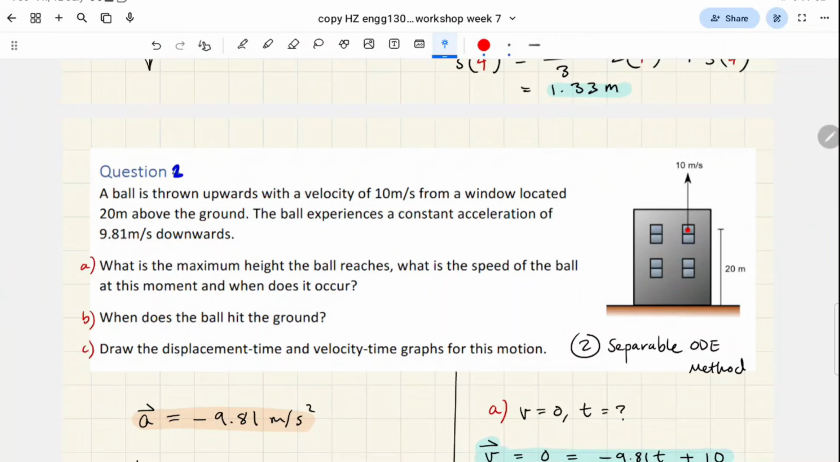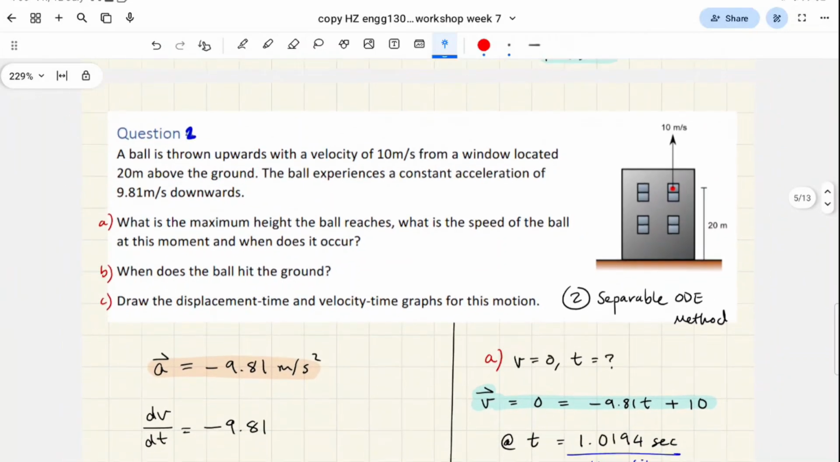So this is what I'm talking about with gravity. But in some questions, they won't even include this sentence. It's just kind of implied. If you see a building and you throw a ball upwards, it's implied that gravity acts on the ball.